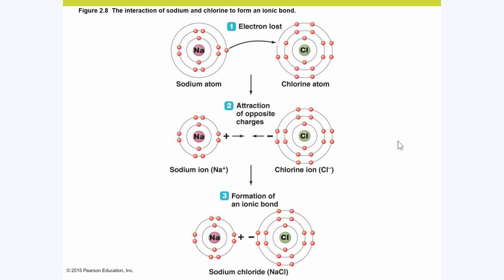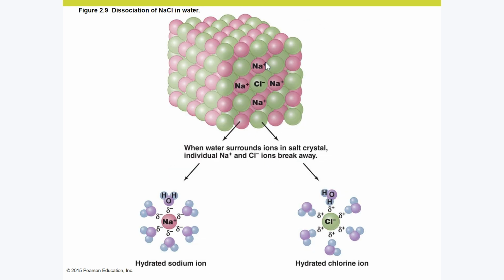So sodium chloride is going to make salt. So we can see sodium loses an electron to chlorine. Chlorine becomes negatively charged. Sodium becomes positively charged. They're going to attract each other and form an ionic bond that then becomes sodium chloride or salt, which is a crystalline structure. They like to group together because of those charges.